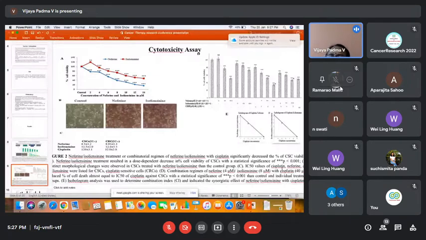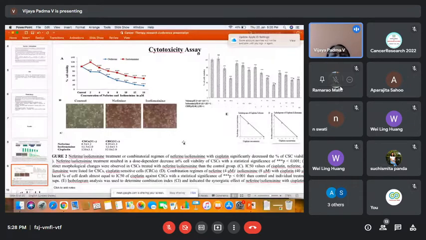Whereas with isoliensinine, it was 8 micromolar of isoliensinine along with cisplatin 40 micromolar that induced cell death. So this shows the combinatorial regimen dosage also. This figure, the cytotoxicity, shows the IC50 determination for both sensitive as well as resistant cells, both alone as well as combinatorial regimen.